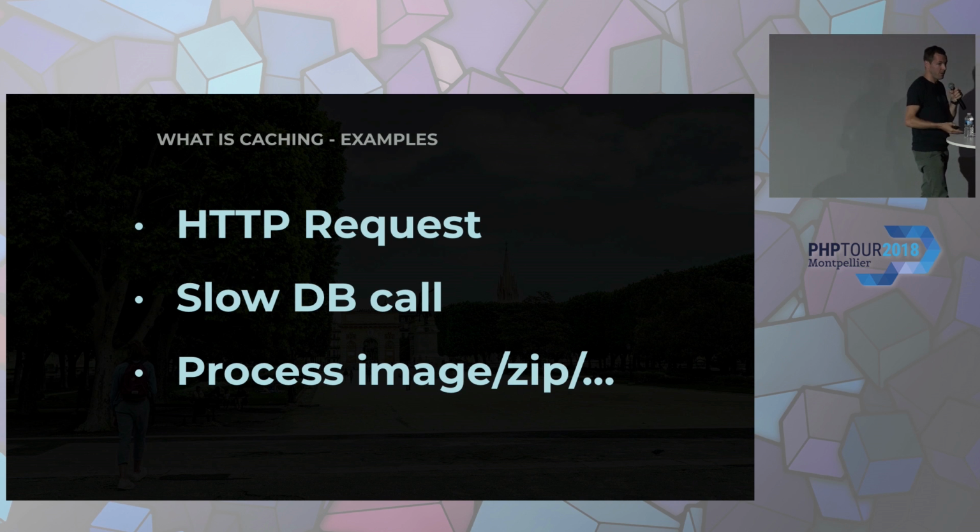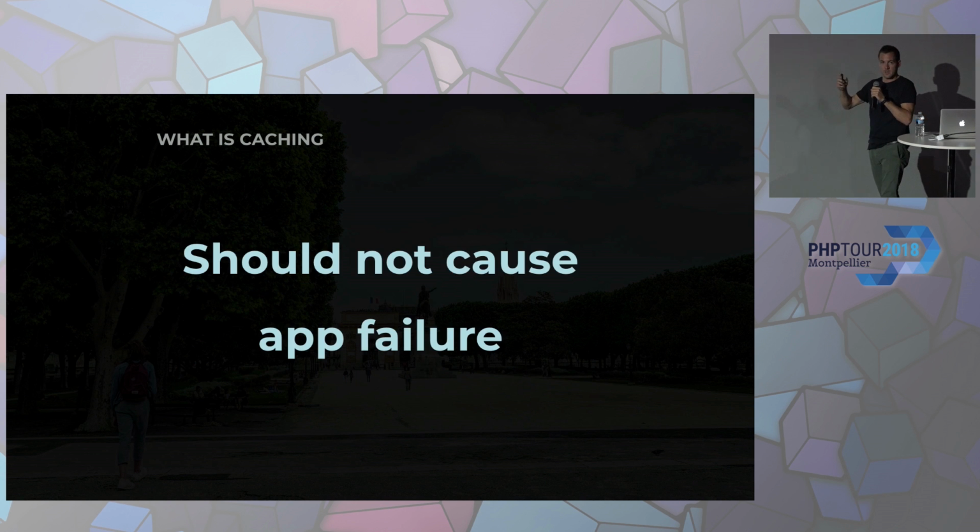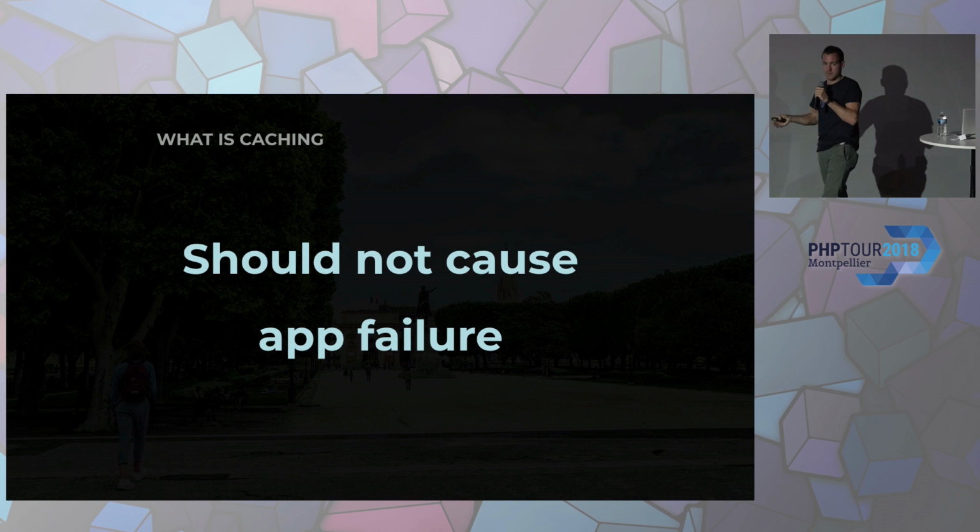For example, a slow database call. We can cache a slow aggregation call to a database which has the same output for the same input. Or when we process an image or a zip file or a PDF. Rule number one, I'm gonna repeat this every other slide. Your app should not fail if your caching layer fails.